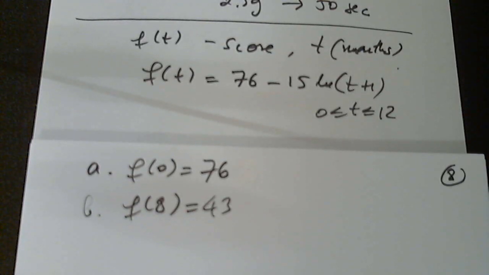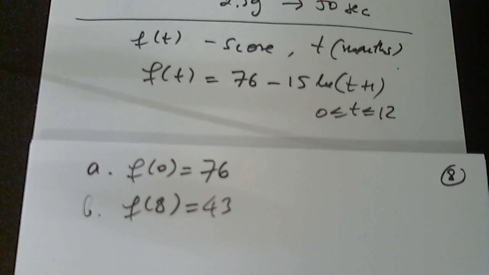And we graph that, if you remember, we have the same graph. So obviously it starts at 76 right here, when x is 0, y is 76. And 2, 4, 6, 8, as you see right here, it's 43. And then it continues to decrease.